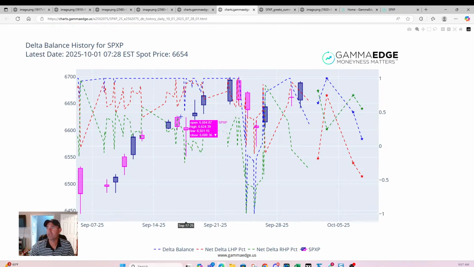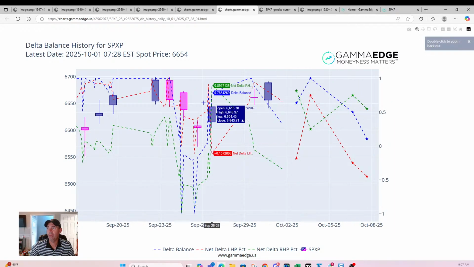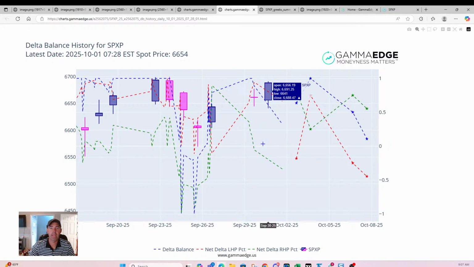All right, moving on to the delta balance for today. We've talked about this. We've separated this into the right-hand plane and left-hand plane. The right-hand plane is the green dotted line. This is our out-of-the-money call speculation. Again, it continues to erode to the downside. We talked about that yesterday. It's moving below the 0 line, and then we continue to move down. So again, out-of-the-money call speculation is not present at the moment.